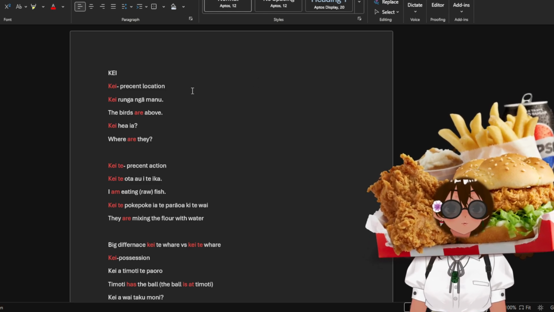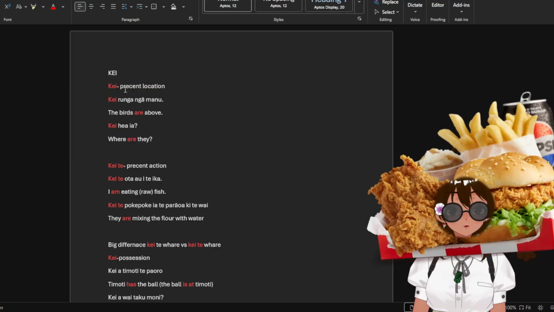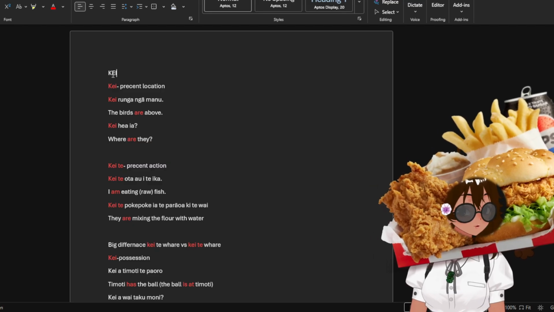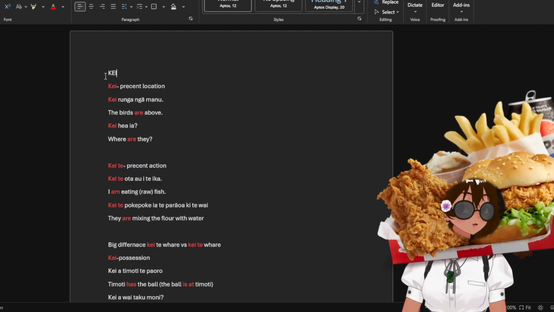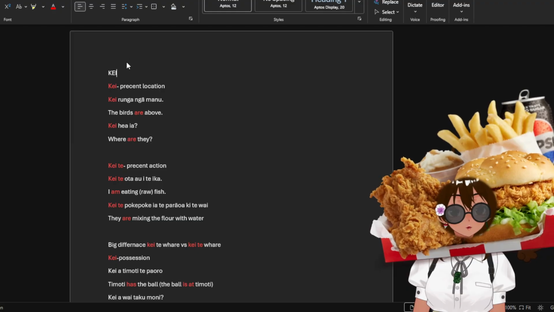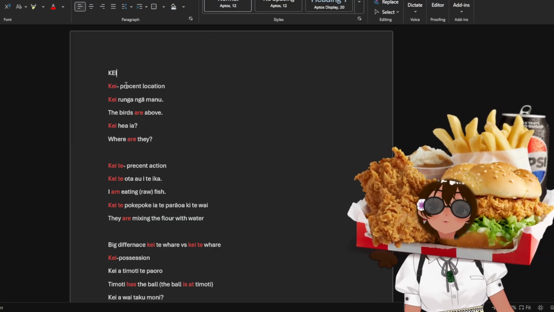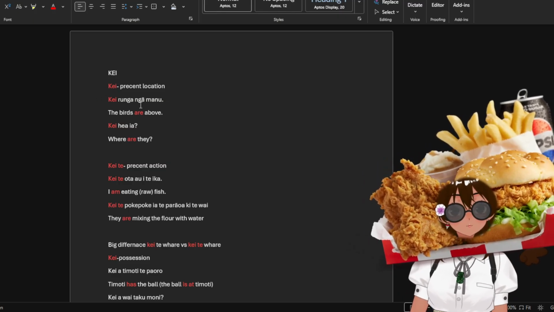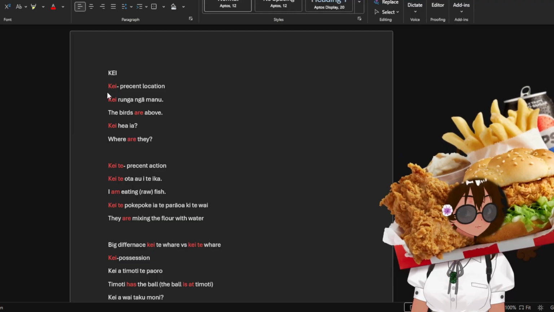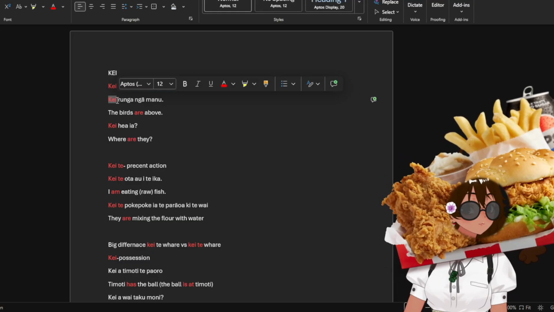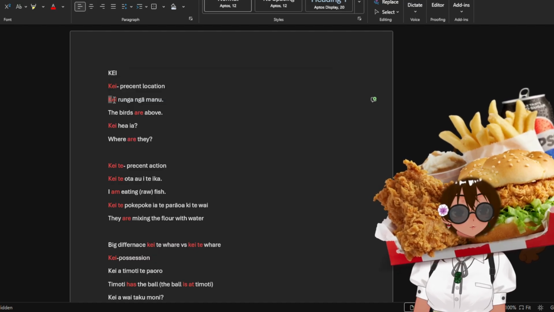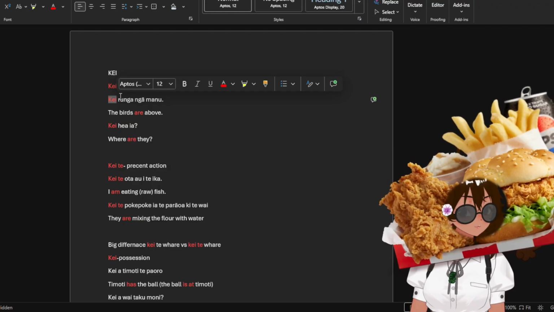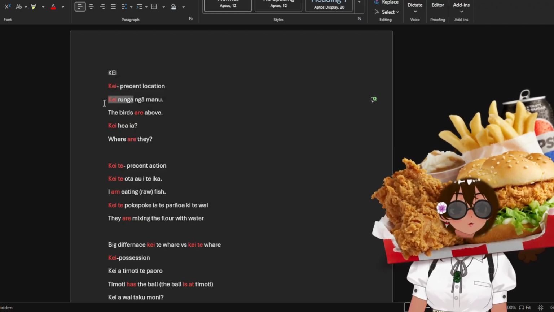But anyways, so what do we use the kei and kei te particles for? Well, the primary meanings behind them usually revolve around something in the present tense and normally an action or location. So to begin with, just kei, present location. Kei runga ngā manu, the birds are above. So if we're using kei, it means right now. And if it's kei and then a word, like a noun or a location word, then it normally is implying it's at that.